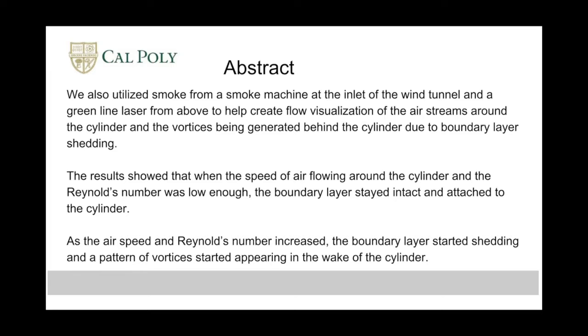The results showed that when the speed of air flowing around the cylinder and the Reynolds number was low enough, the boundary layer stayed intact and attached to the cylinder. As the airspeed and Reynolds number increased, the boundary layer started shedding and a pattern of vortices started appearing in the wake of the cylinder.